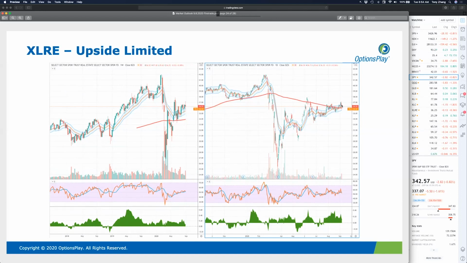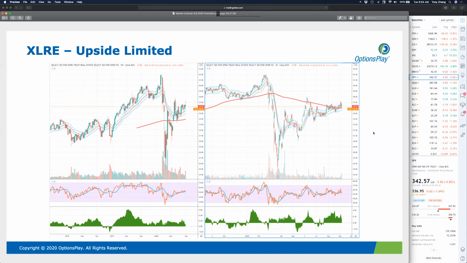And I certainly think that at the very least, what it does is it limits the upside here. I think the upside here is fairly limited. If anything, it's going to trade more range bound. But I do see growing risks of this sector breaking down to the downside here in terms of real estate.